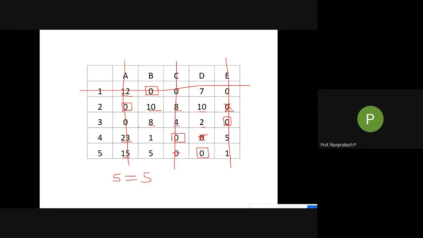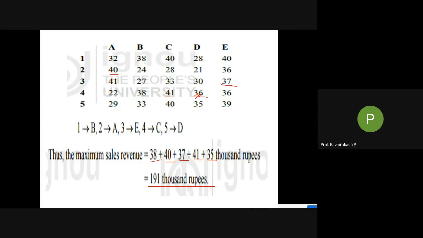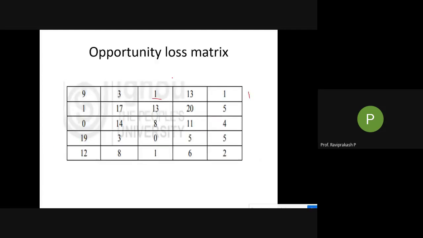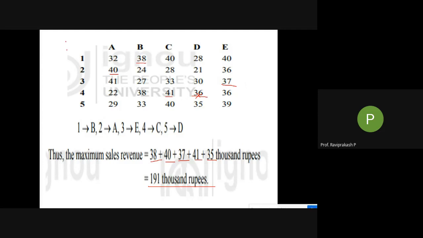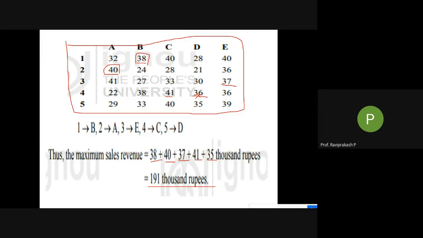And when you complete it, we need to add the original matrix values. That's why I put the original matrix here. See, this is the original matrix and not the opportunity loss matrix. We need to solve using the opportunity loss matrix, but when we take the assignment, it should be added with the original one. This is the original matrix that was given to you. The assignments you need to take are 1B, that is 38, 2A, then 3E, then 4C, and 5D.